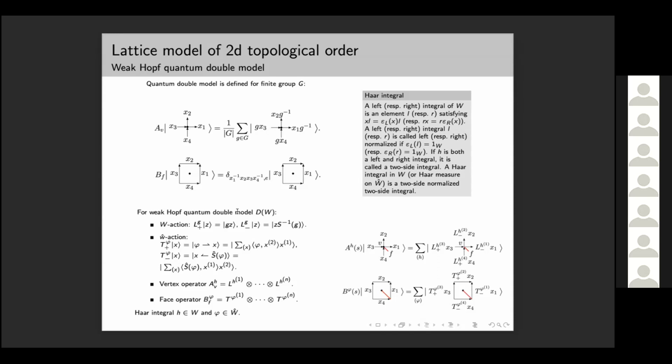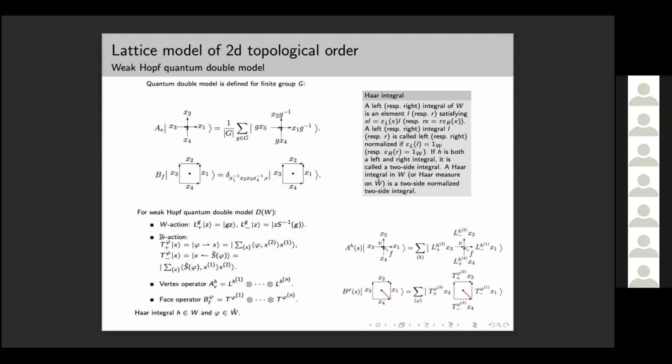And for the Hopf quantum double model, we use this Hopf integral to construct the vertex algebra and the face algebra. For the given lattice, for each edge we put the Hopf algebra W. And we know that this W is a left module. There are two left actions. The first one is the regular action from the left-hand side. The second one is from the right-hand side, and we can use the antipode to transform it into a left action.